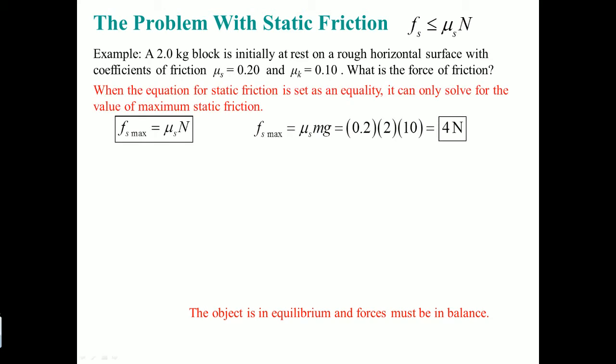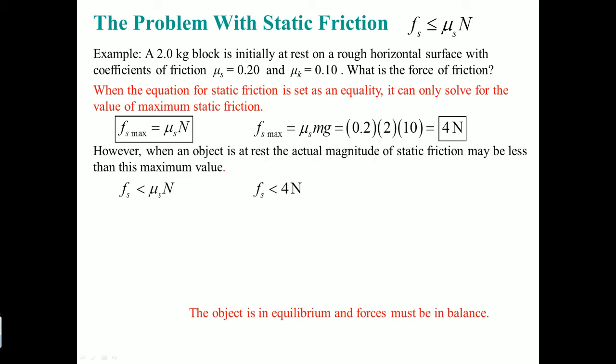When the equation for static friction is set as an equality, it can only be solved for the value of the maximum static friction. Remember, we can only solve if it's an equal sign, and we can only do that for the maximum. So F static maximum is equal to mu s times n. There you go, that's 4 newtons. The 0.2 is the coefficient of friction, the 2 is the mass, and the 10 is gravity. However, when an object is at rest, the actual magnitude of the static friction may be less than its maximum.